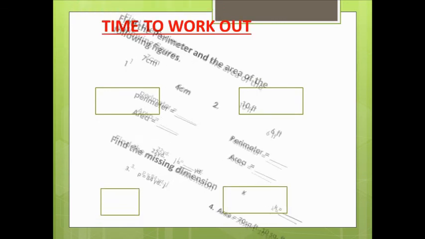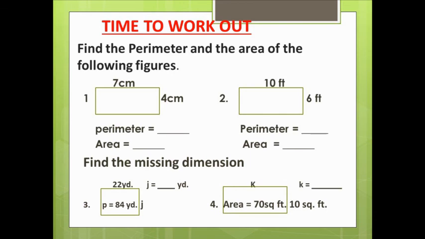Now it's your time to work it out. That is the end of our lesson today. I would like you to try these questions. Number 1, find the perimeter and the area of the following figures. And number 2, find the missing dimension. If you experience any problem, please let us meet in our Schoology.